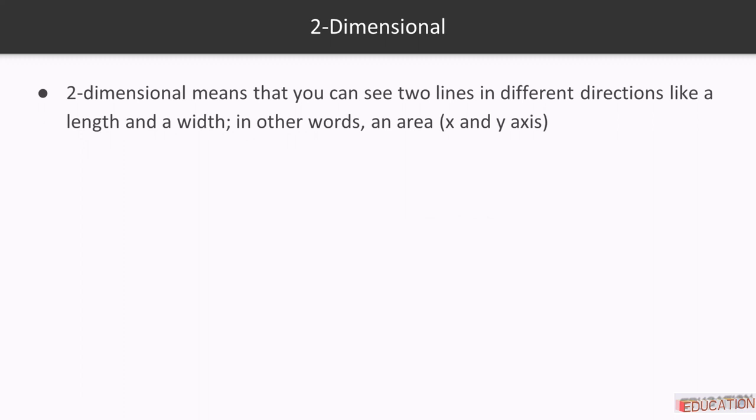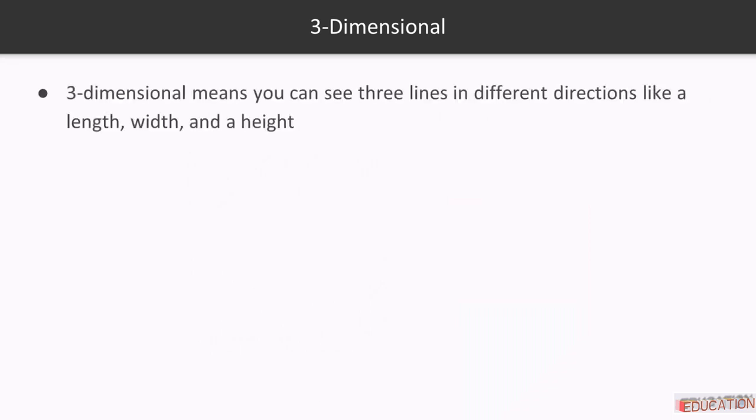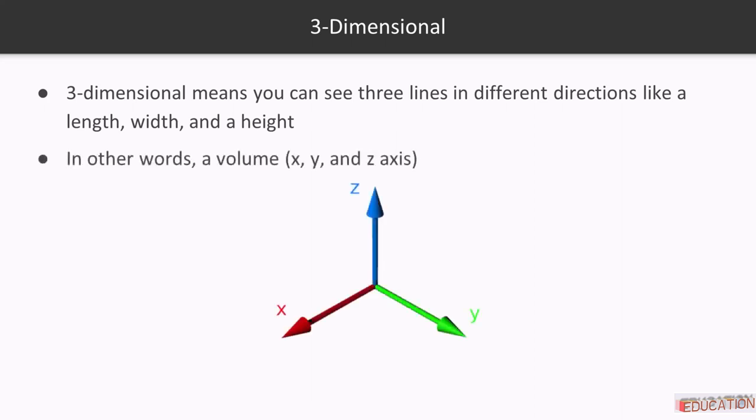2-dimensional means that you can see 2 different lines in 2 directions, like a length and a width. In other words, we are talking about an area, like the area of this square. When talking about 3-dimensional, that means we can see 3 different lines in different directions, like a length, a width, and a height. In other words, we are talking about a volume now.